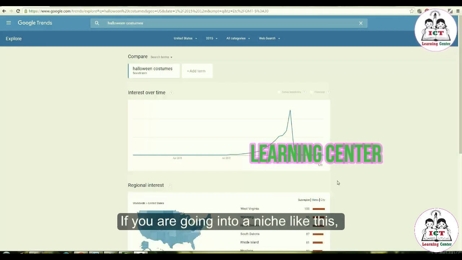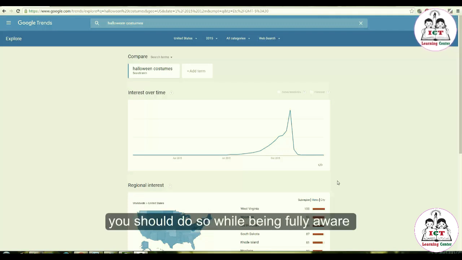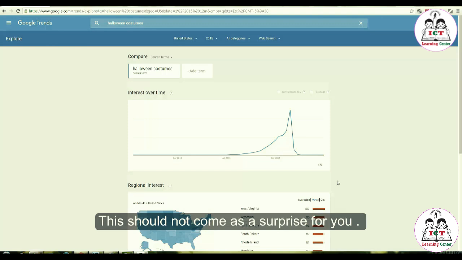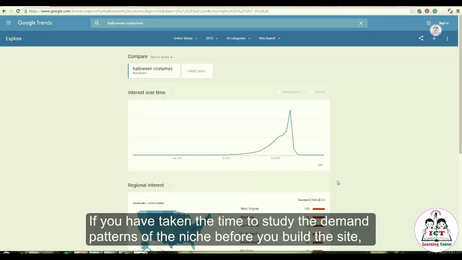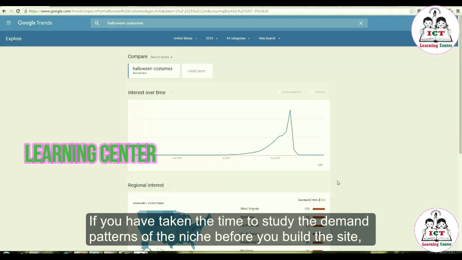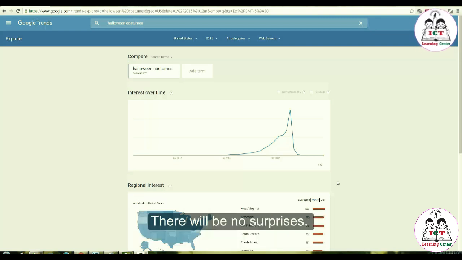If you are going into a niche like this, a niche that is seasonal, you should do so while being fully aware that your site will be generating revenues only for a few weeks or months during the year. This should not come as a surprise to you. If you have taken the time to study the demand patterns for a niche before you build the site, you will know what the graph looks like and what you can expect. There will be no surprises. You will be fully aware.